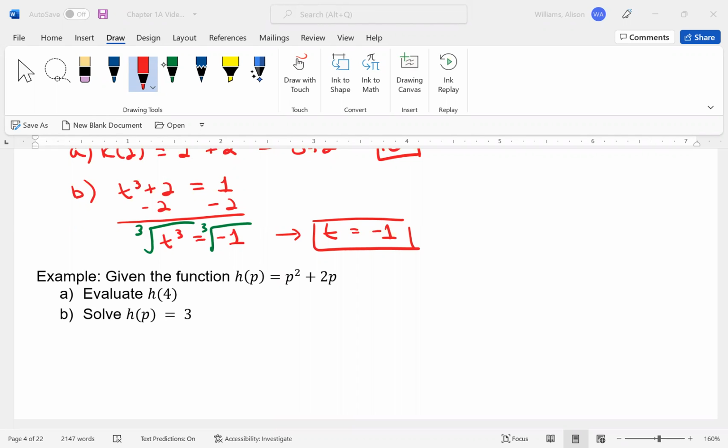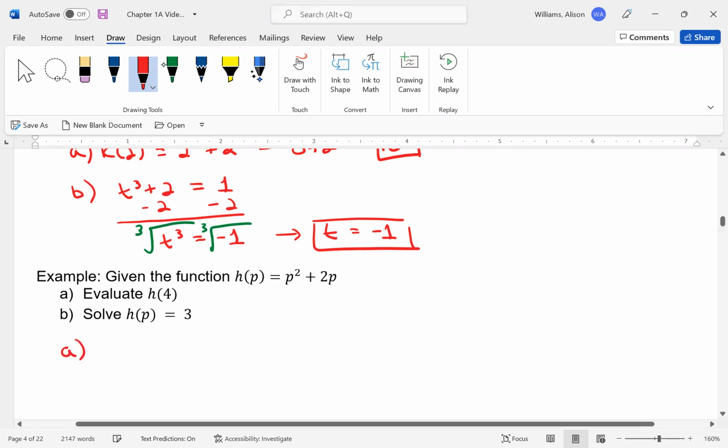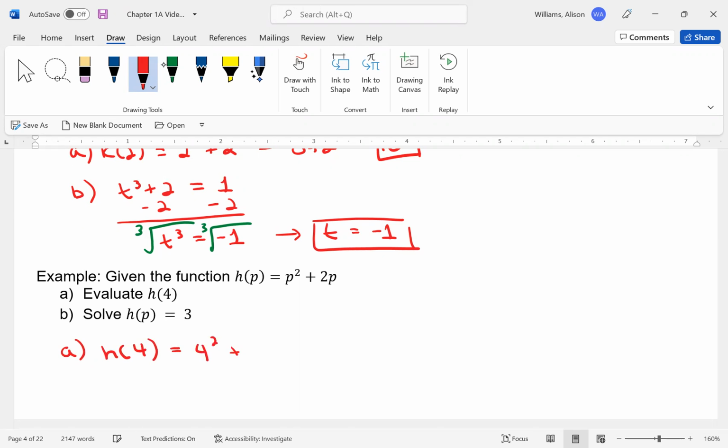Okay, so let's go ahead and try to find h of 4. That means we're going to plug 4 in everywhere we see p. So since p occurs twice, 4 is going to occur twice. So this is 4 squared plus 2 times 4. All right, so 4 squared is 16. 2 times 4 is 8. That comes out to 24.